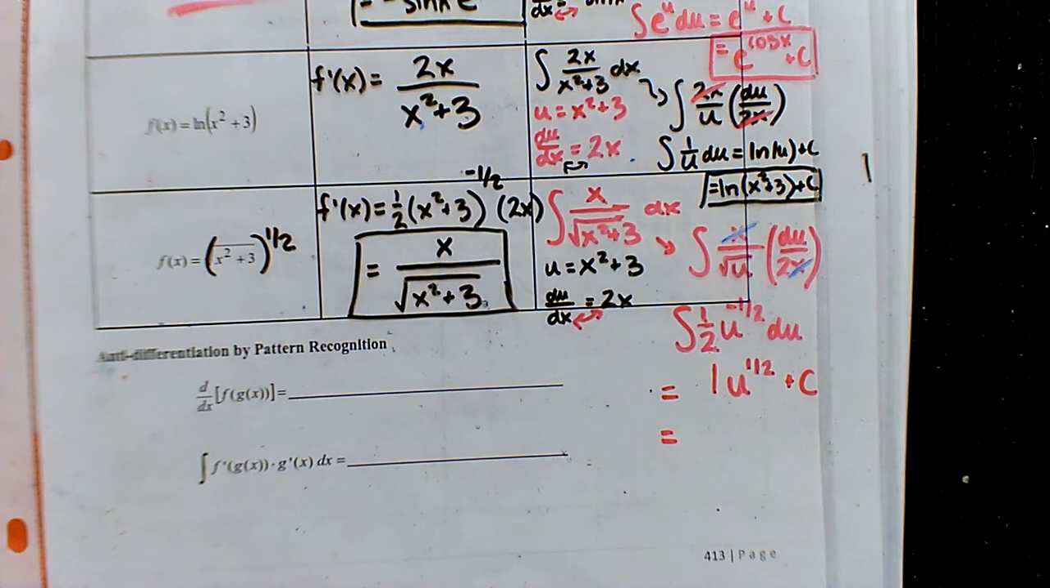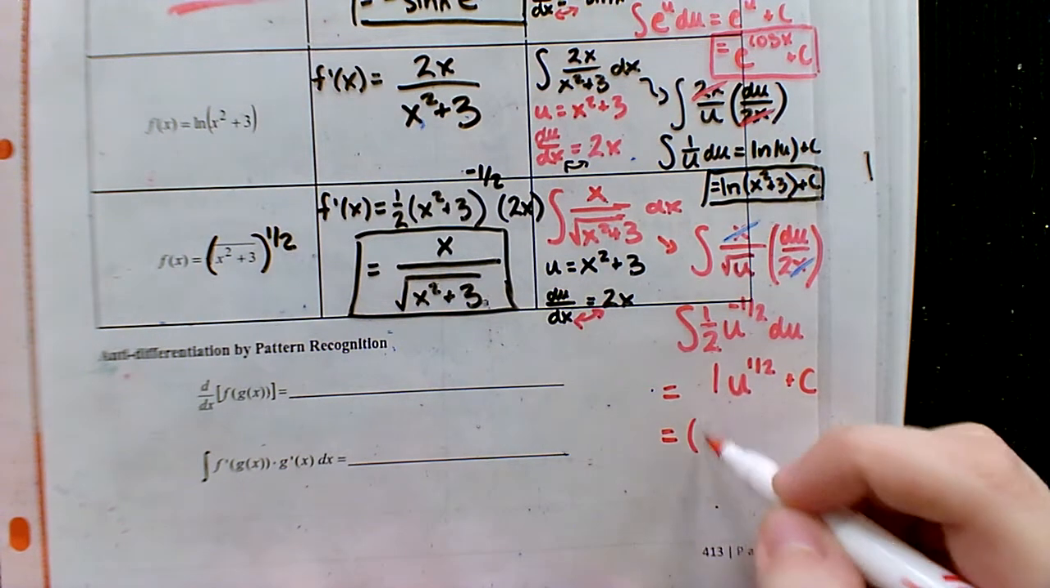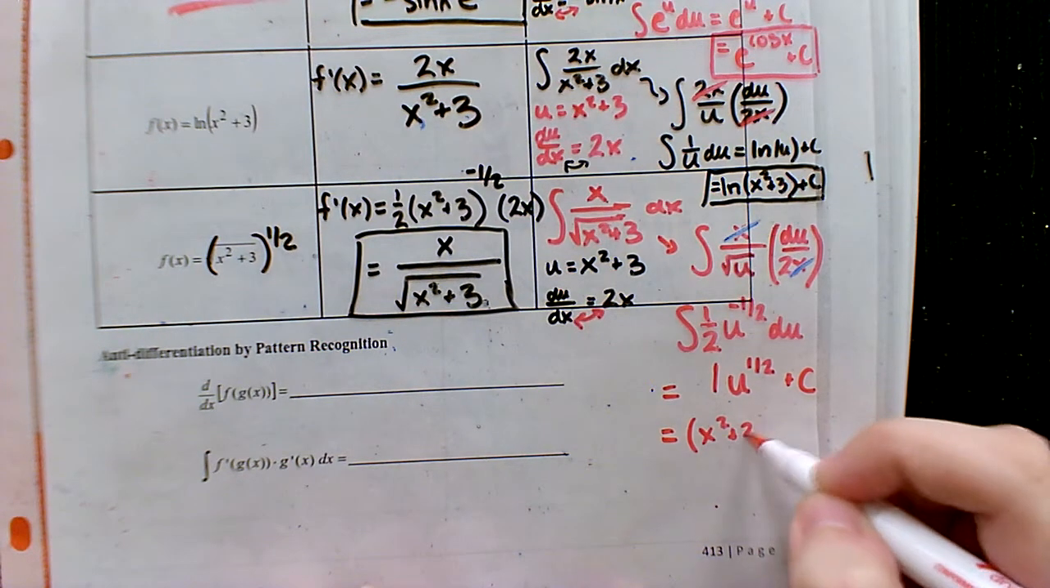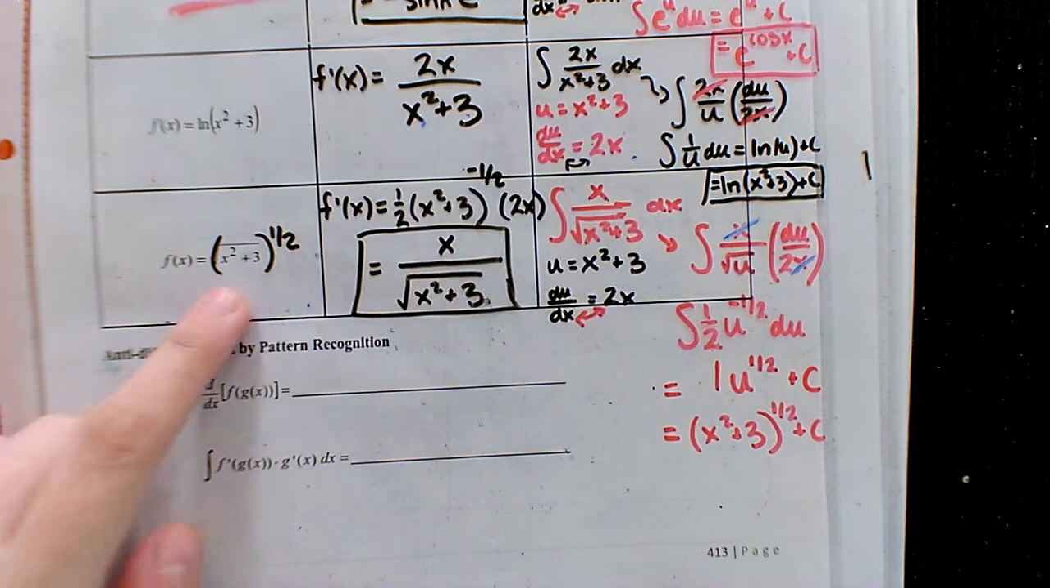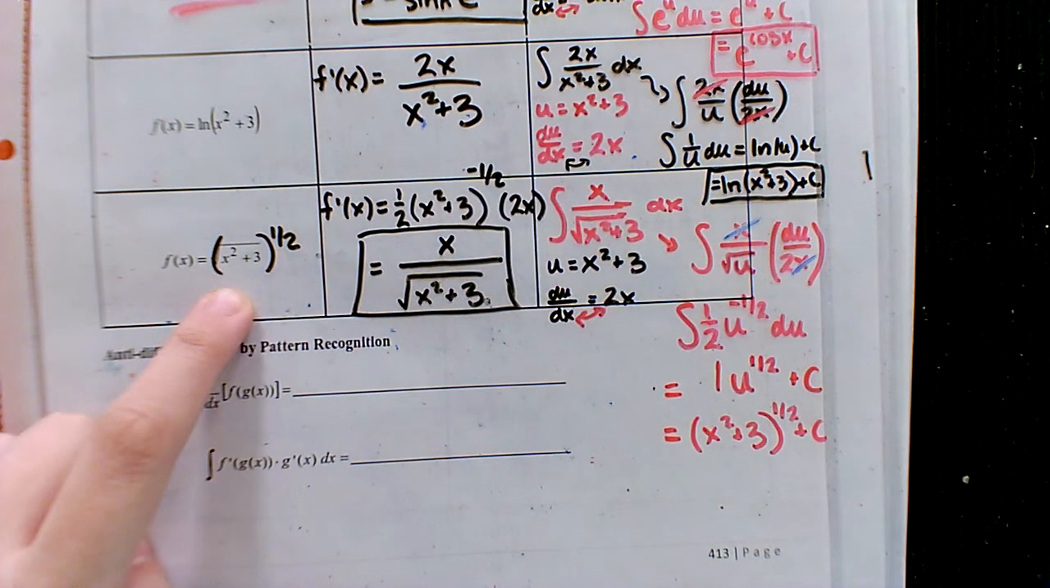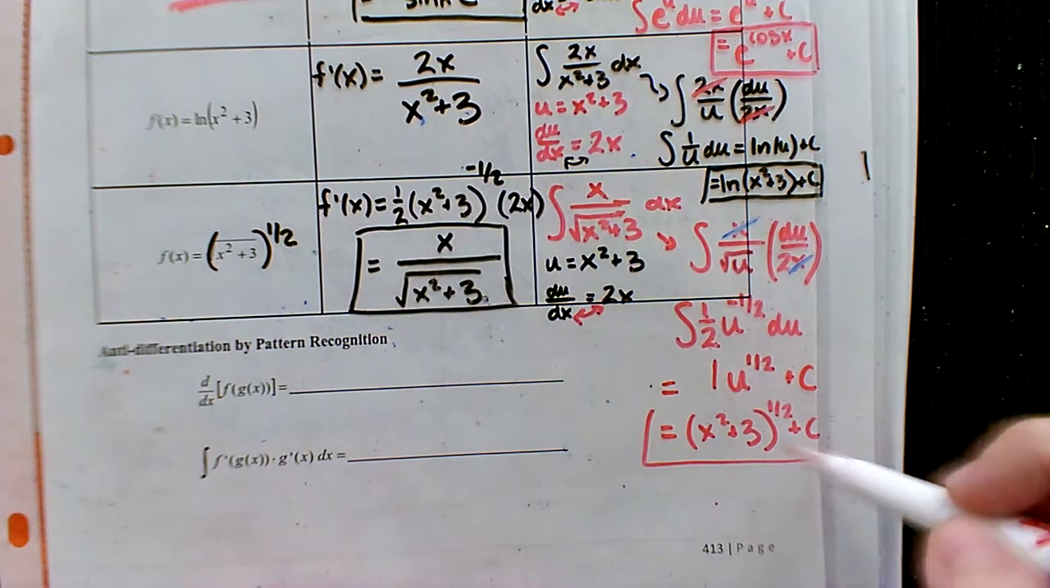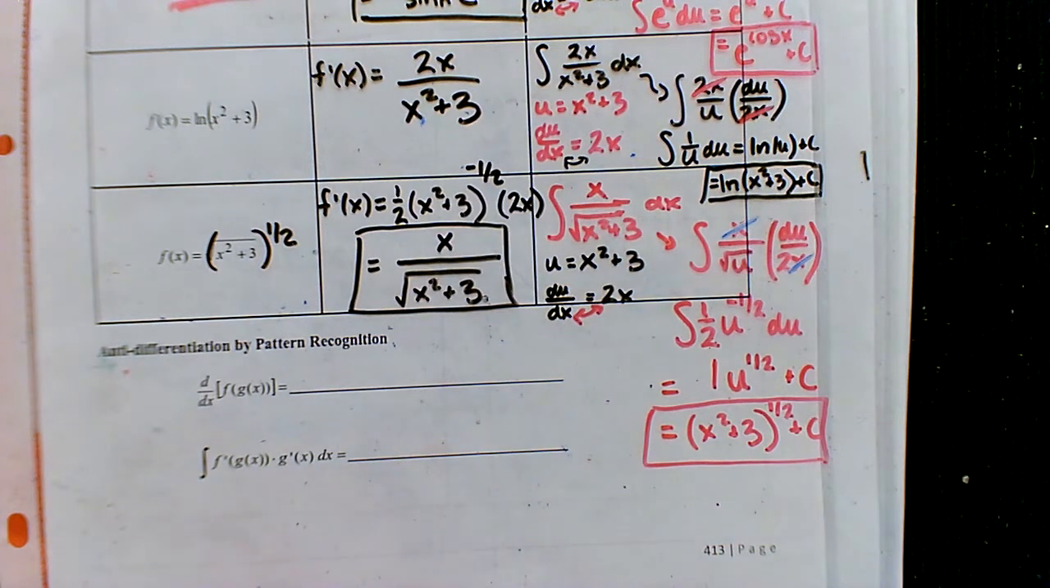What was u again? We said it was x squared plus 3, right? So we have x squared plus 3 to the 1/2 power plus c. Isn't that exactly what we started with? Sounds good. All right. So this u substitution is a way for us to work backwards from the chain rule.